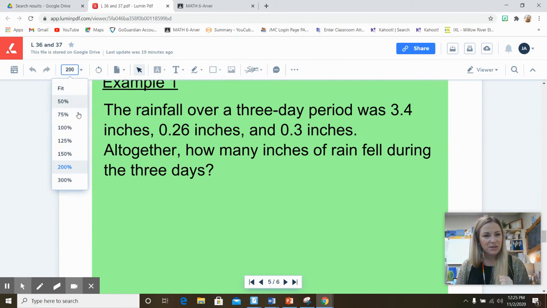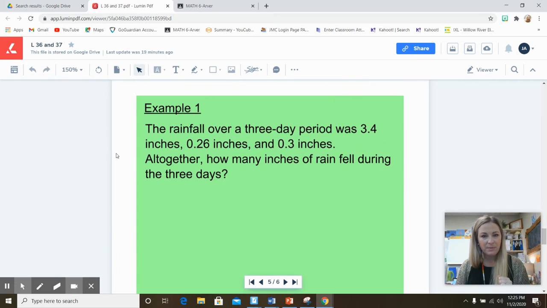Let's take a look. I'm actually going to zoom out just so we can see the whole thing a little bit better at this example. The rainfall over a 3-day period was, I want to say 3.4, but that's not the proper way to read that number, 3 and 4/10 inches, 26 hundredths inches, and 3/10 inches. Altogether, how many inches of rain fell during the 3 days?